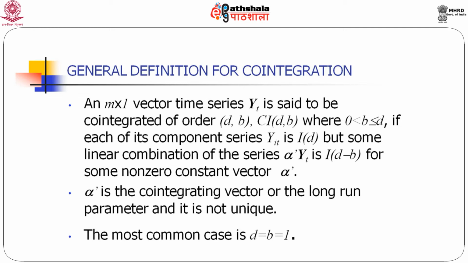Alpha is the co-integrating vector or the long run parameter, and it is not unique. The most common case, where d equal to b equal to 1, I have already discussed.